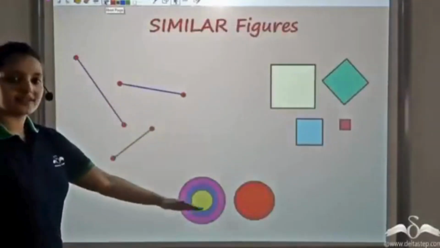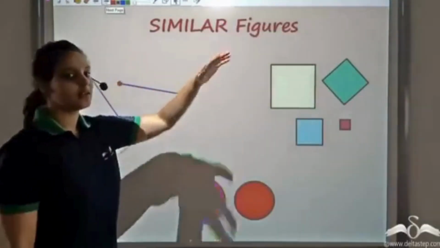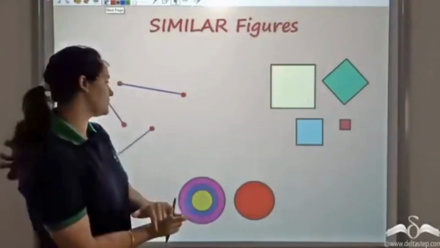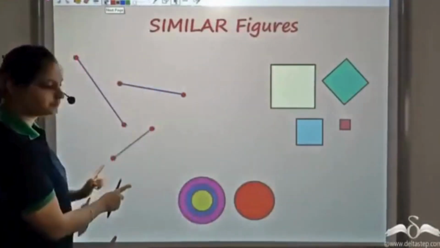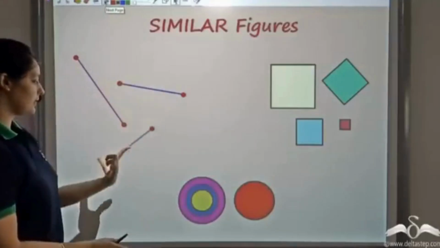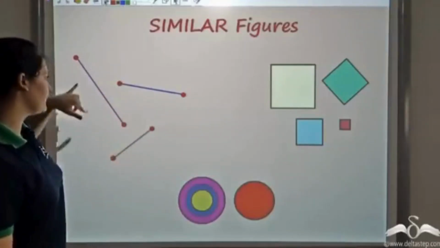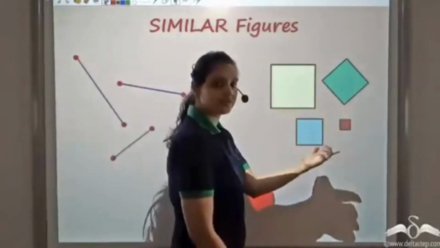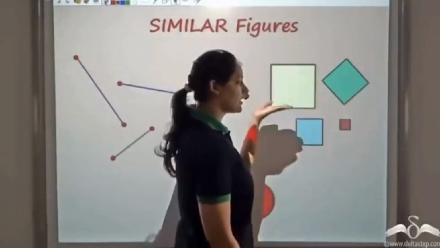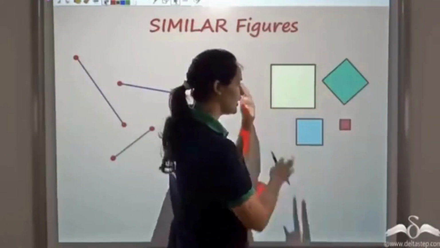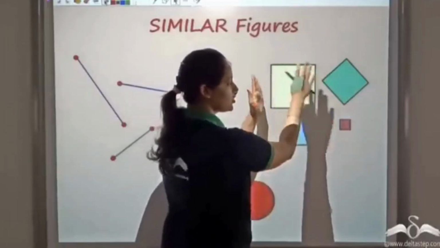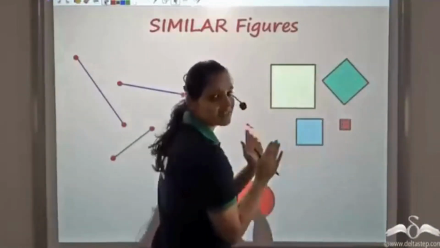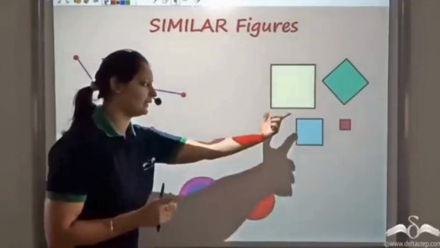So we have these different similar figures. Similar figures, only difference is difference in size. Look at these line segments here. All look exactly of the same shape. Only difference is difference in size. Now the square is also of the same shape. The difference is the size. So only the side is changing, and hence the shape is not changing. Only the size is changing with the change in the side.